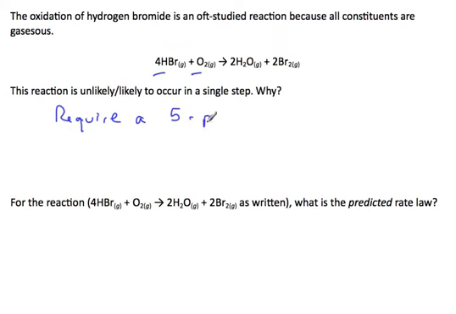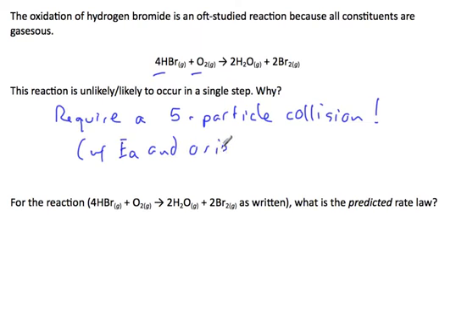And we saw from the previous video with our billiard ball table that a 5-particle collision with particles at or above activation energy and orientation is highly implausible. That's probably not going to happen. So that reaction, hydrogen bromide, 4 molecules colliding with 1 molecule of oxygen, is probably not going to happen.